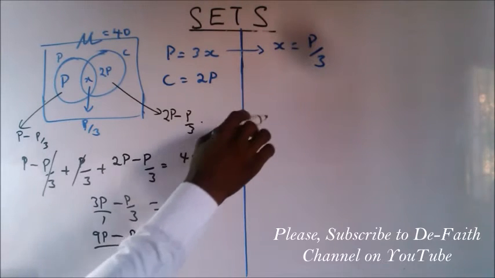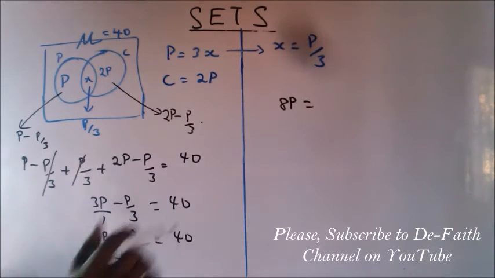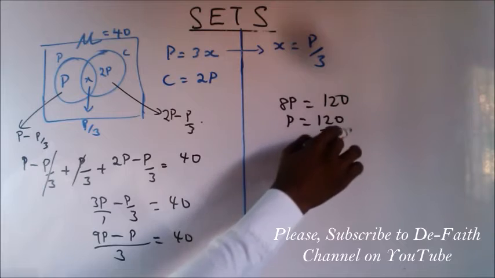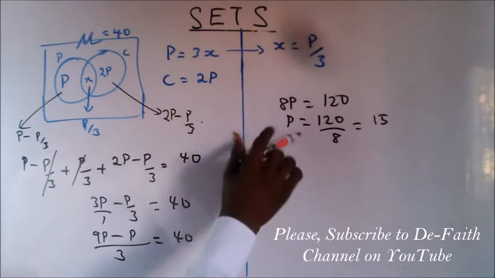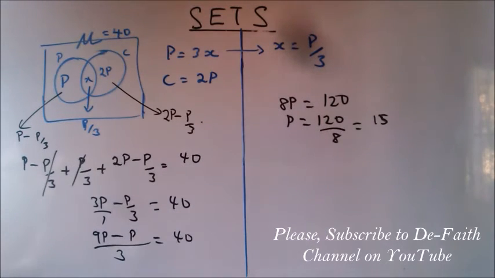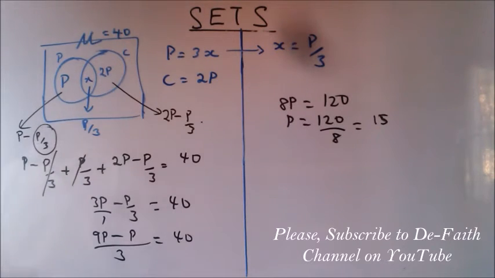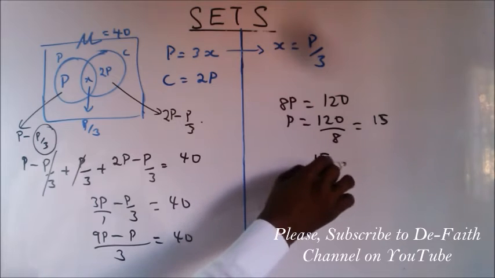9P minus P gives 8P equal to 40 multiplied by 3, that's 120. And so we have P equal to 120 divided by 8. When we divide this, we'll have 15. Now, this P is for those that offer physics, but not physics only. To get those that offer physics only, we need to get this P over 3 and subtract it from 15. And so to get P over 3, P is 15 over 3, and that is 5.